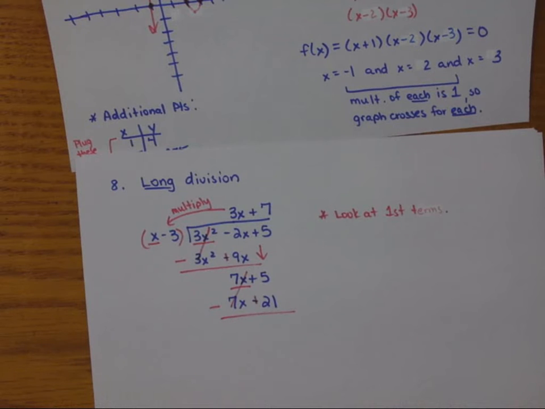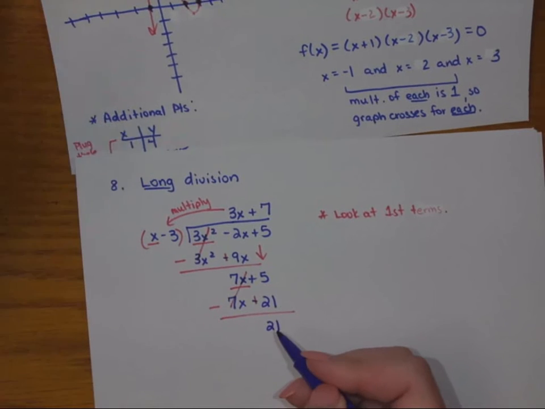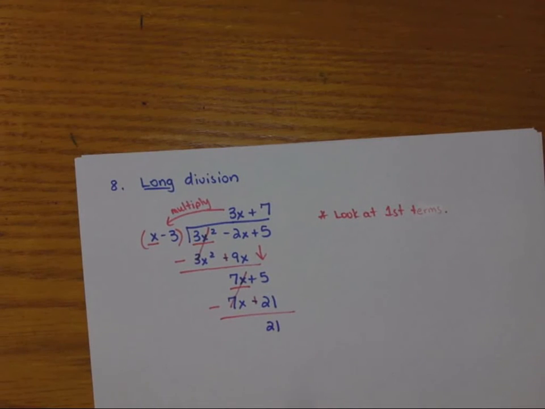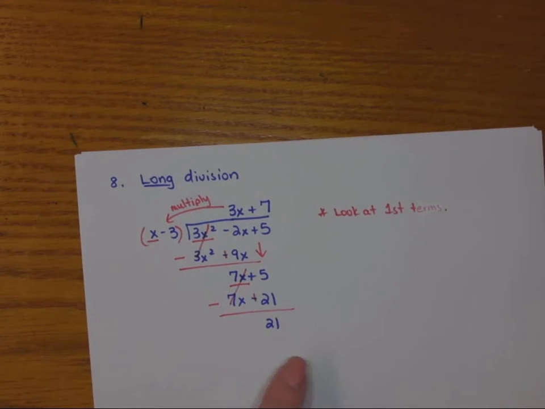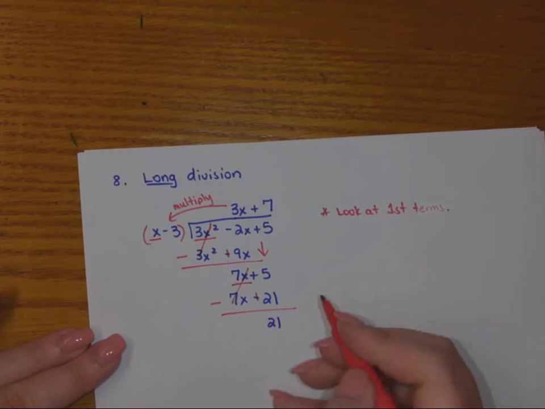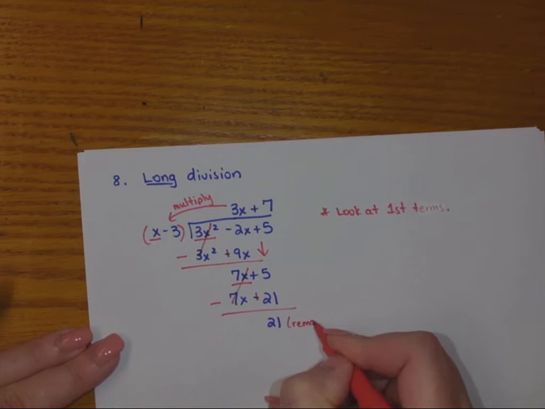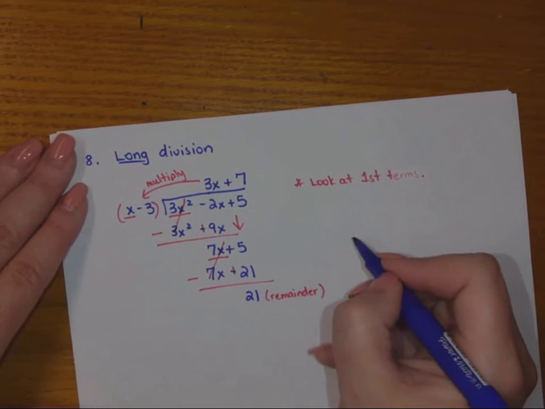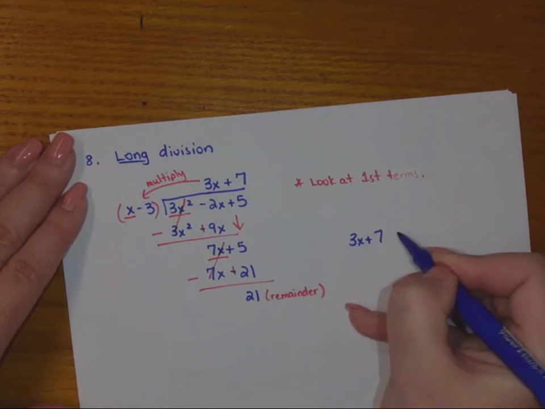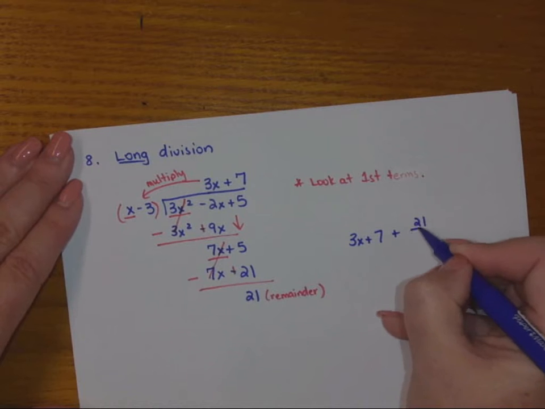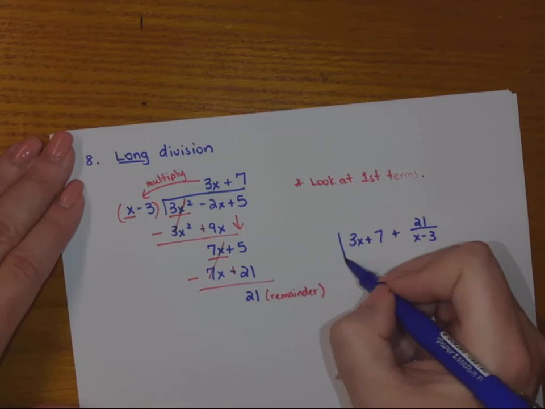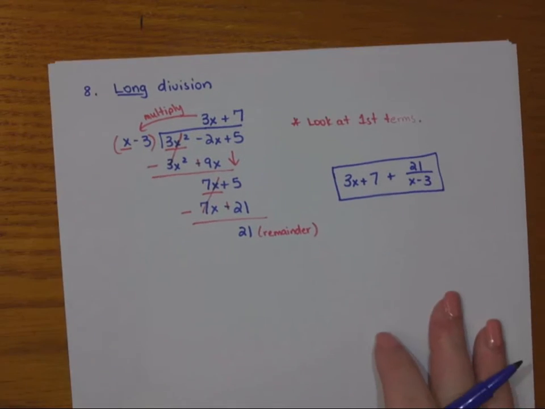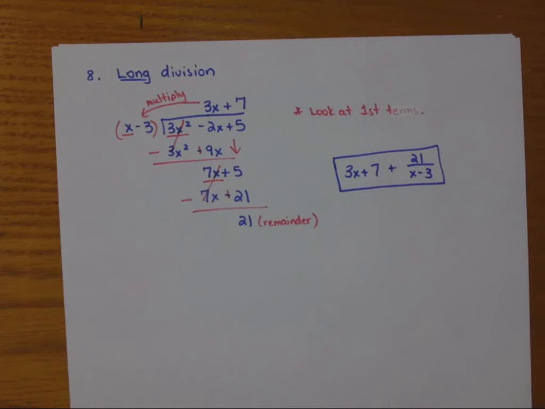Notice the first term in every step should always cancel out if you've done it right. But then in the end, you get 21. Notice that I couldn't go any further, right? I can't pull an x out of a 21. So this becomes my remainder. So the answer is what you get on top, plus whatever remainder you have over what you were dividing by. If the remainder is 0, then you don't have to have that remainder term.